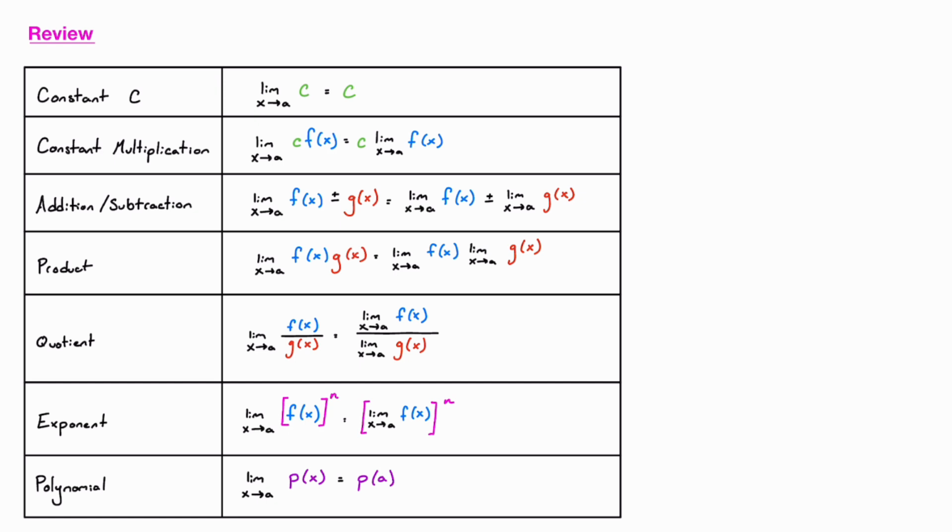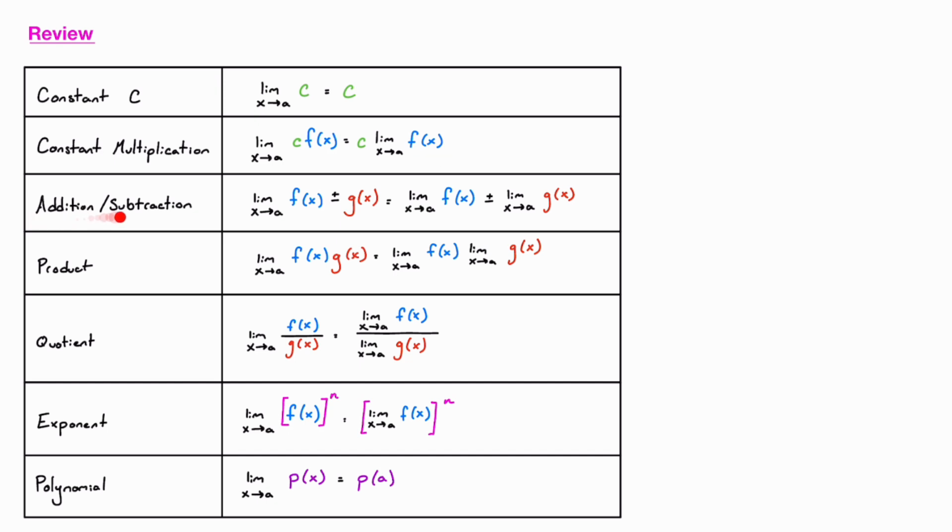So for our properties of limits, we had the constant value c rule, which said that if we have a limit as x approaches a of c, then that limit is equal to c. For constant multiplication, if we have a function multiplied by a constant value c, then we can take that constant and move it outside of the limit, and we will get that our limit is equal to c times the limit as x approaches a of f of x.